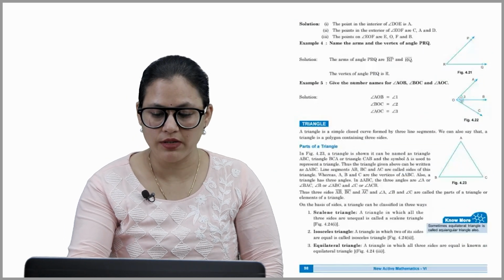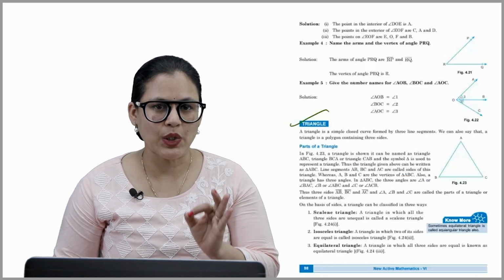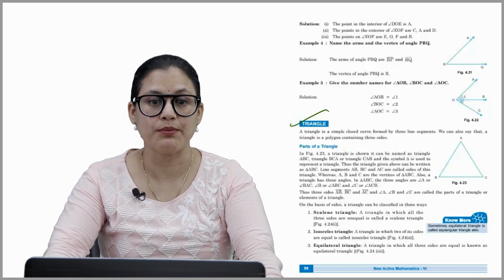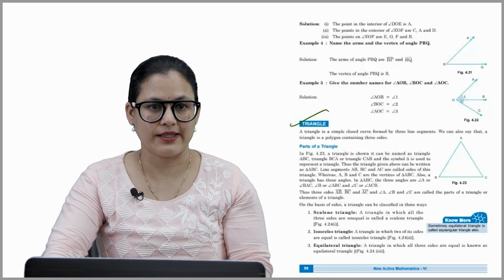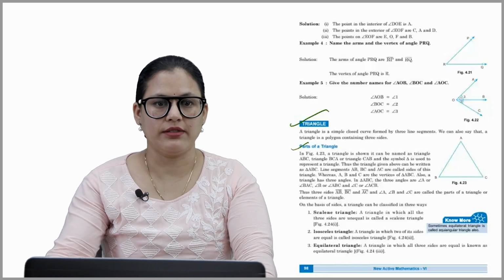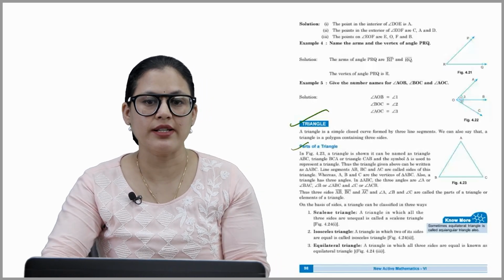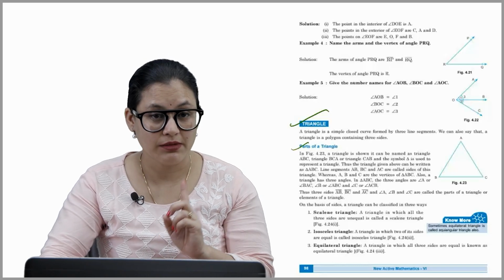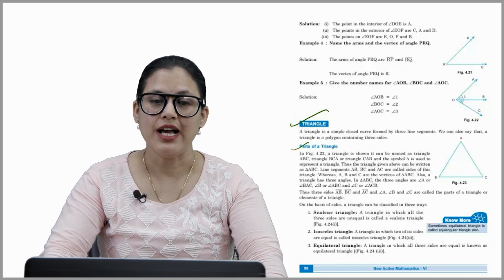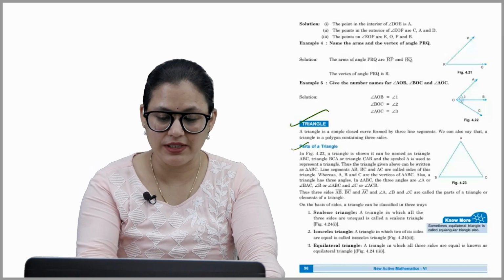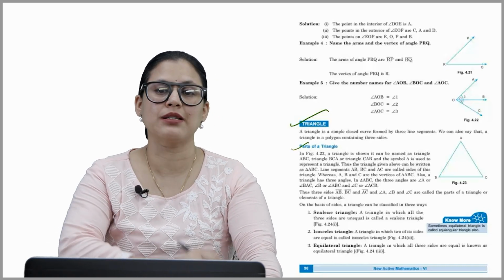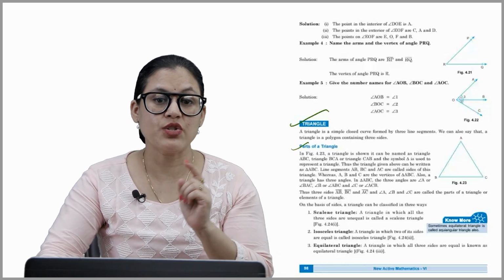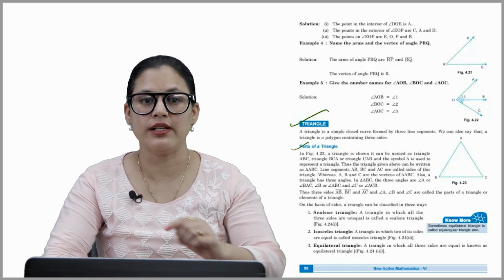Now let's talk about a triangle. A triangle is a simple closed curve formed by 3 line segments. We can also say that a triangle is a polygon containing 3 sides. Parts of a triangle. In figure 4.23, a triangle is shown. It can be named as triangle ABC, triangle BCA or triangle CAB, and you know very well that this is the symbol for a triangle. Thus, the triangle given above can be written as triangle ABC.